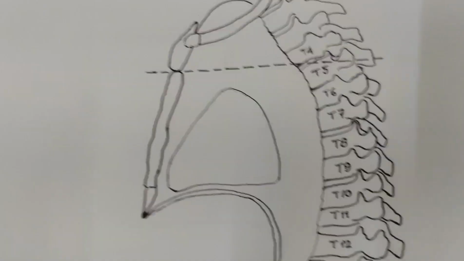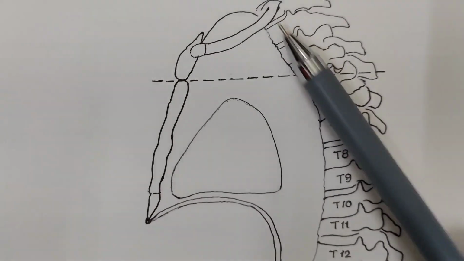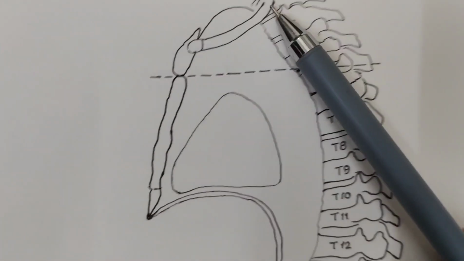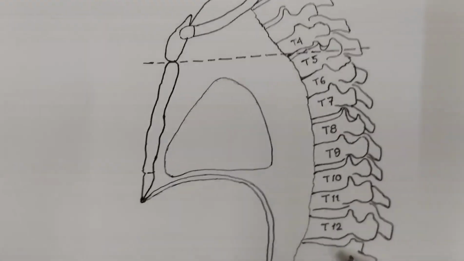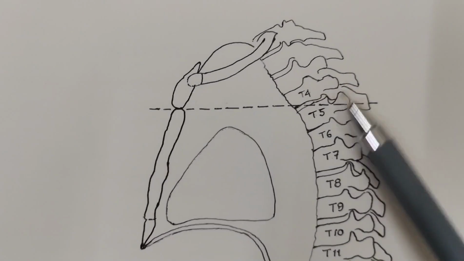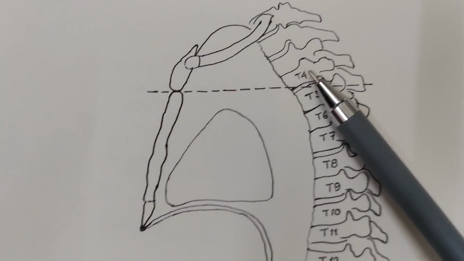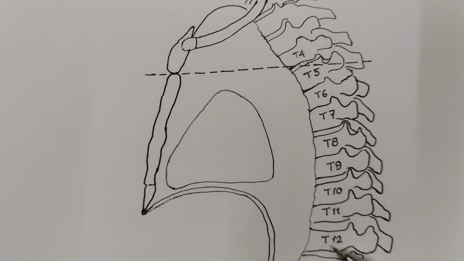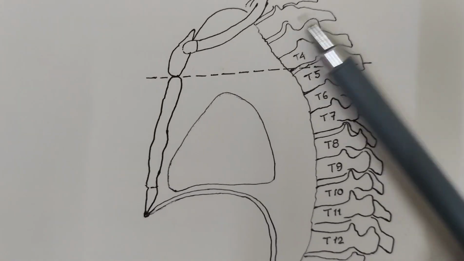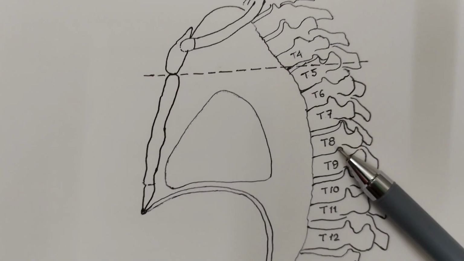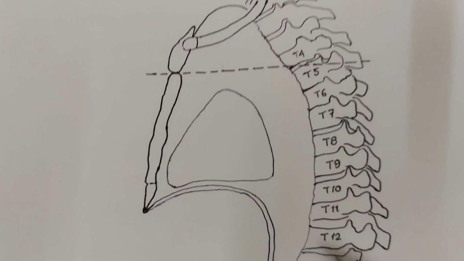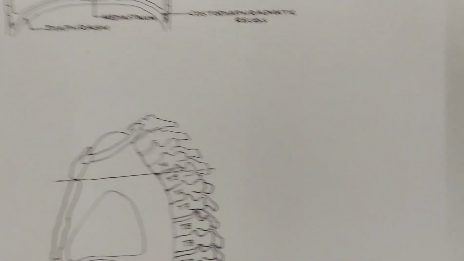Now, how are the vertebrae located in the respiratory tract? Here is the location of the vertebrae: T4, T5, T6, T7. T means thoracic. These are the thoracic vertebrae. There are 12 thoracic vertebrae: T4, T5, T6, T7, T8, T9, T10, T11, T12. Like this they are located.